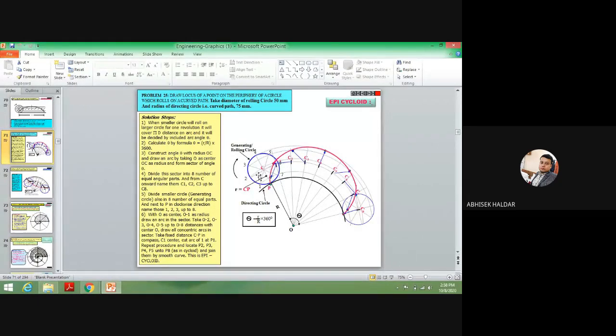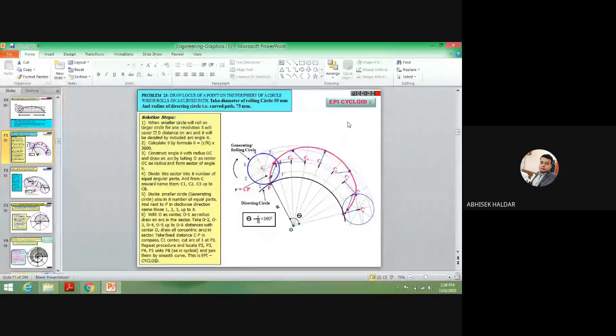again I am just taking a point on the periphery of the rolling circle, and if I trace that for one full revolution of the rolling circle over that curved path, whatever curve I get is known as your epicycloid. The definition is clear? The main point is you have to understand my rolling circle is rolling over a curved path.